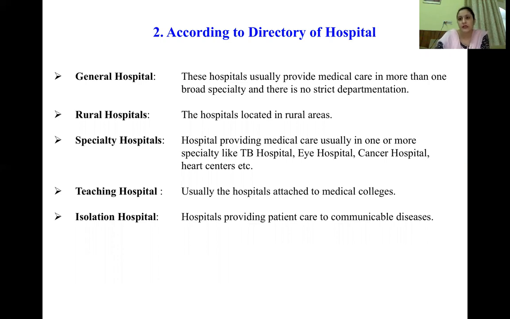The last type of hospital under this category is the isolation hospital. Hospitals which provide patient care for communicable diseases are isolation hospitals. As you know, nowadays there is one trending disease, COVID-19. These types of patients are placed in isolation hospitals, where the chances of spread of that disease will be rare.